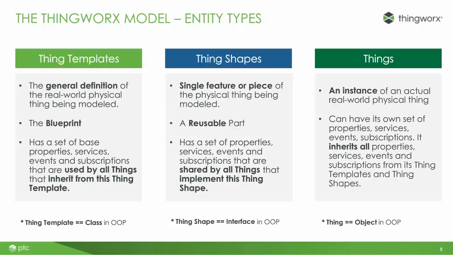This does have a lot of comparisons to the object-oriented model for those programmers out there. So the thing template is like a class. It gives you some definition, but it's not an instance of it. The thing shape is like an interface. It adds functionality to something but doesn't really live on its own. And then the thing is the actual instance of the object if you're in object-oriented programming.